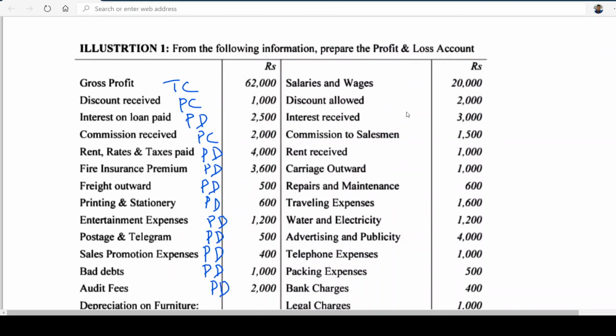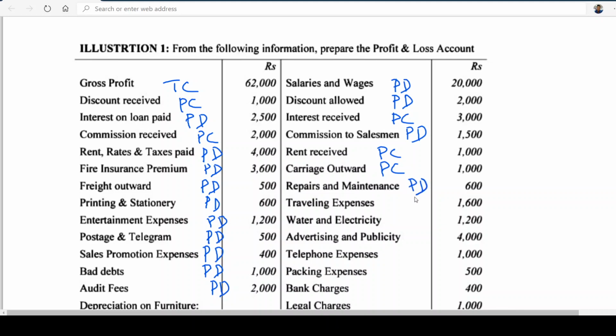Salaries and wages: profit and loss account, debit side. Discount allowed: profit and loss account, debit side. Interest received: profit and loss account, credit side. Commission to salesmen: profit and loss account, debit side. Rent received: profit and loss account, credit side. Carriage outward: profit and loss account, credit side.